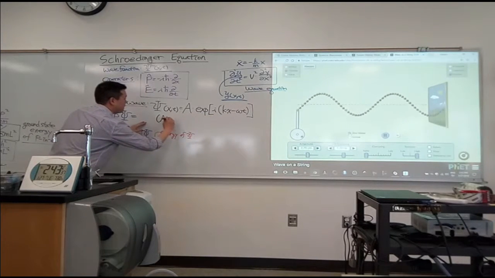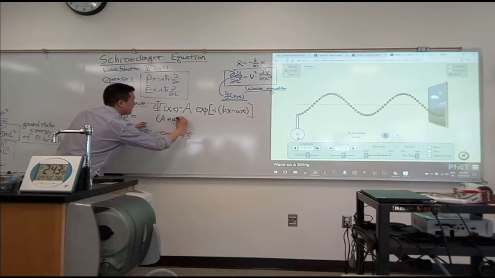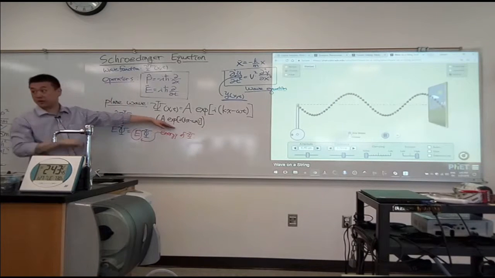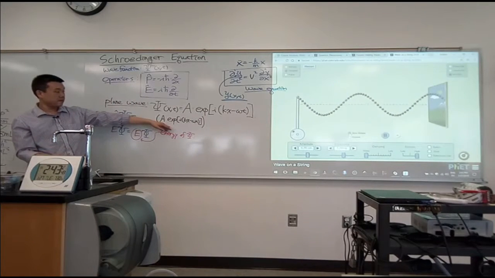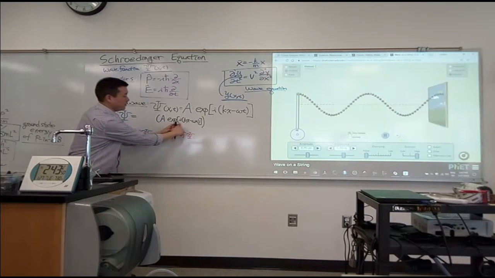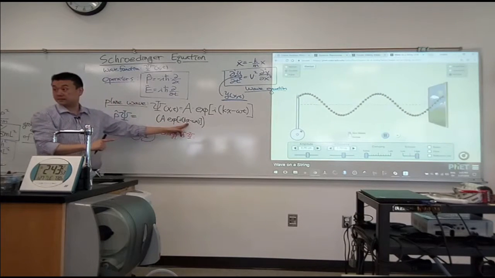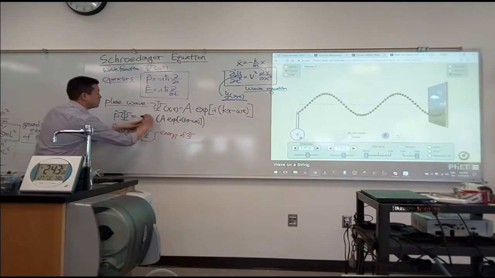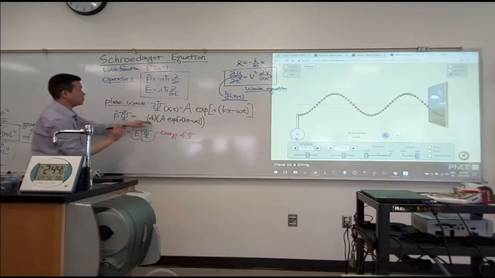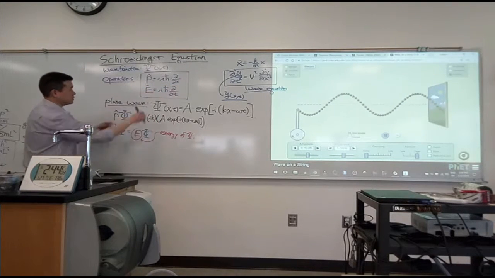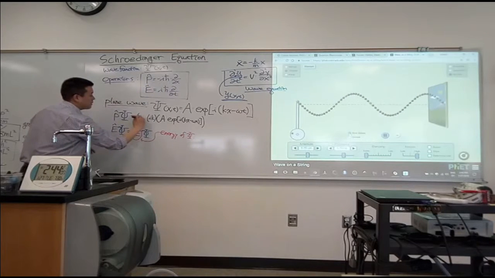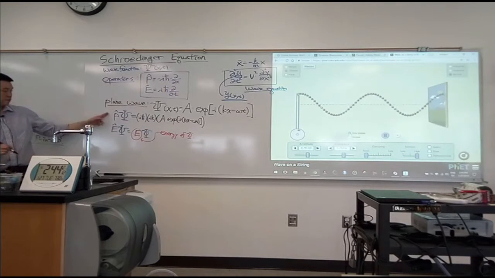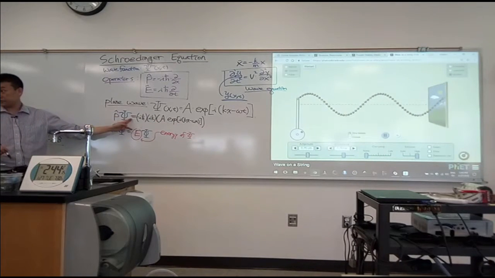I'm still going to have an exponential of i(kx minus omega t). That's the derivative of the outside, the unchanged outside. And using the chain rule, I have to take the derivative of this with respect to x. So I get a factor of ik from the derivative. So let me put that here: ik, that's the derivative. Let me finish with this, minus i h bar. So this is the result of applying this momentum operator on the wave function.